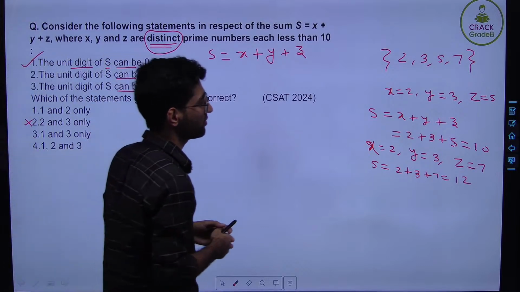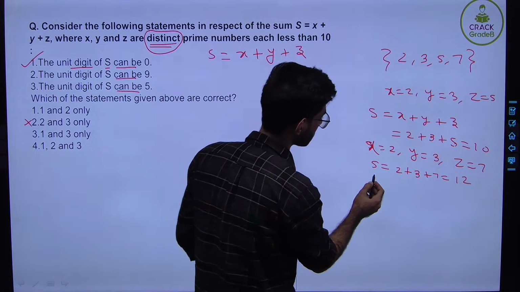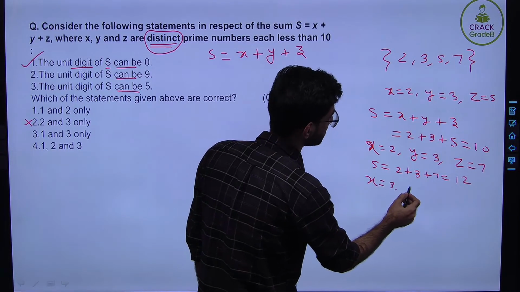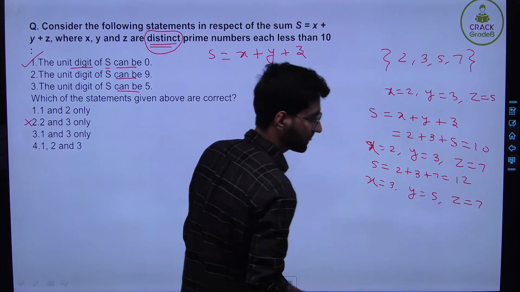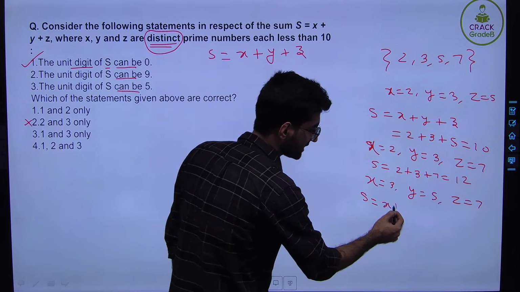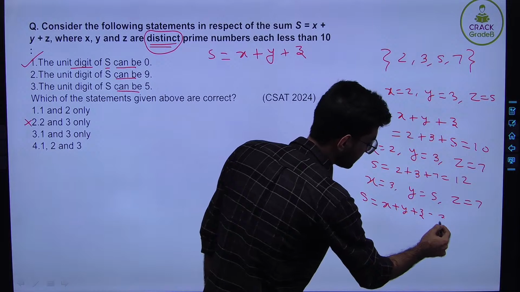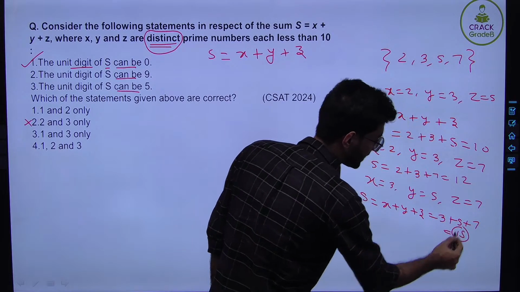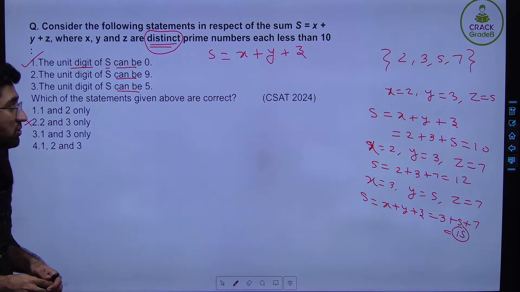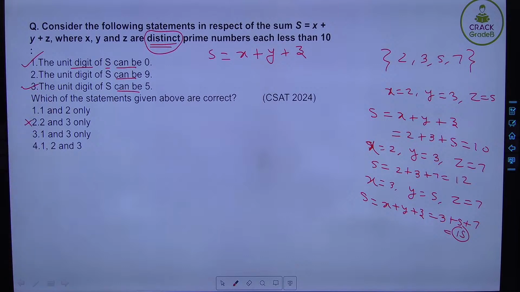Let us think about one more case, that let us assume x equal to 3, y equal to 5 and z equal to 7. So s equal to x plus y plus z means 3 plus 5 plus 7, 3 plus 5 is 8, plus 7 equal to 15. Unit digit is 5, which means our statement 3 is correct. If our statement 3 is correct, we can eliminate option 1.